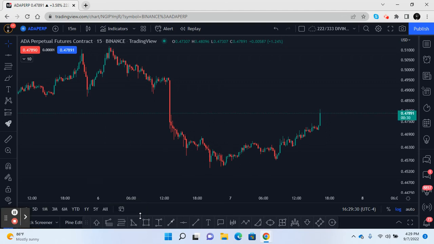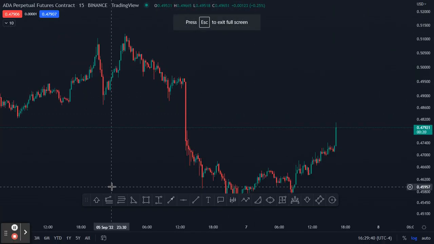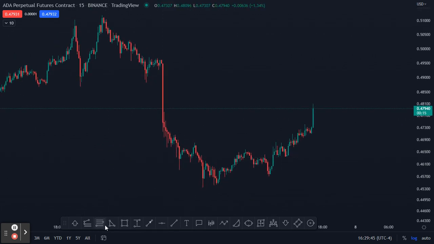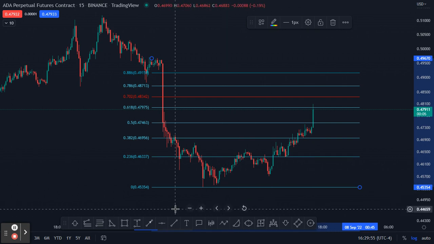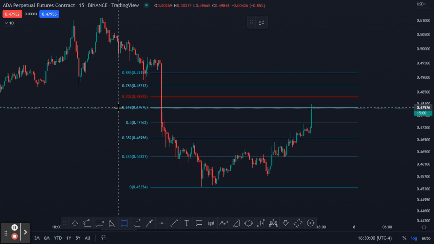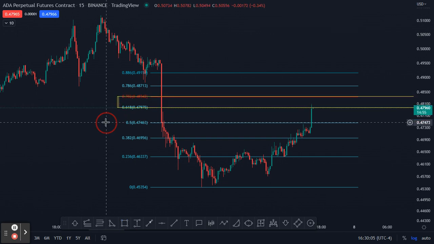All right, good afternoon. So this is ADA Cardano Futures contracts, and I'm simply going to go through this trade that was successful using a 23% Fibonacci retracement strategy. We're going to take it from this high and swing it down to this low. So we have this low right here, and basically we want to take the trade up into the 61% retracement level, between the 70 and the 61%.